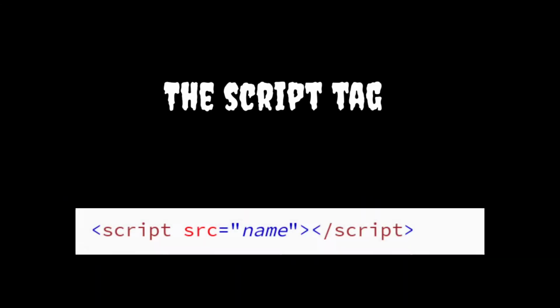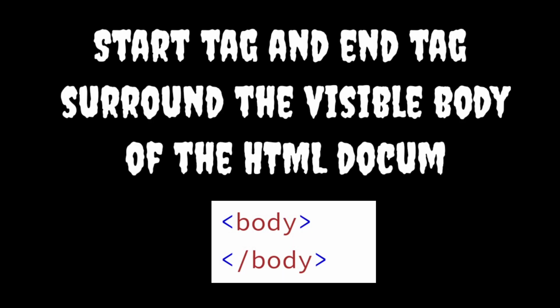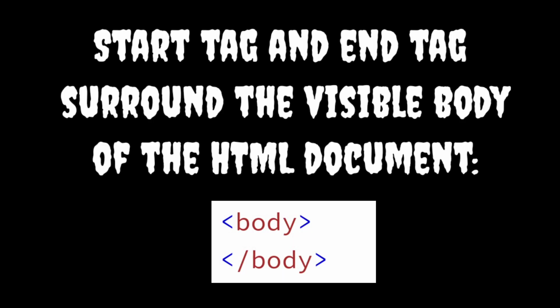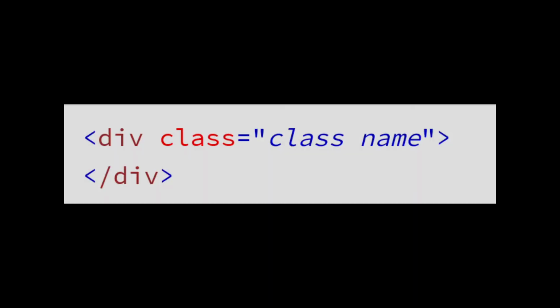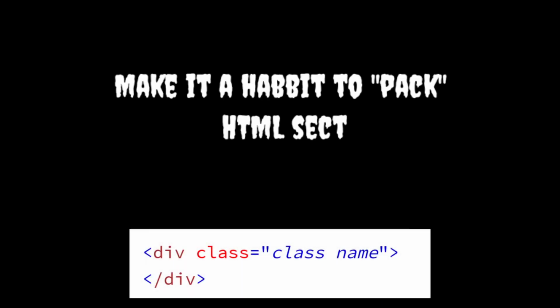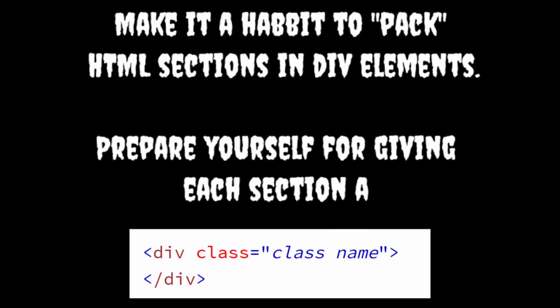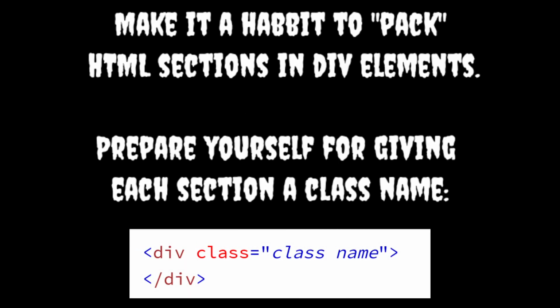The script tag links to a script. The body start tag and end tag surround the visible body of the HTML document. Image tags define HTML images. The div tag is used to pack HTML sections and elements. Prepare yourself for giving each section a class name.